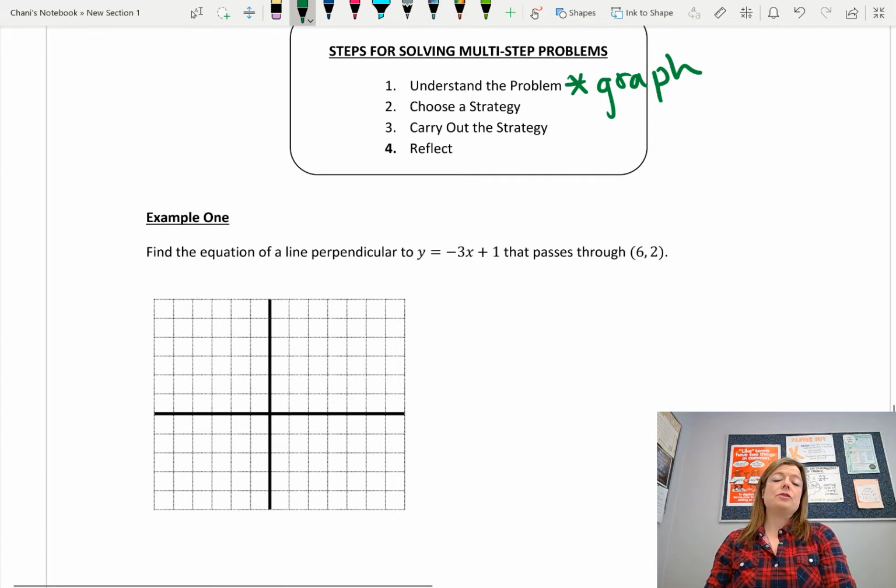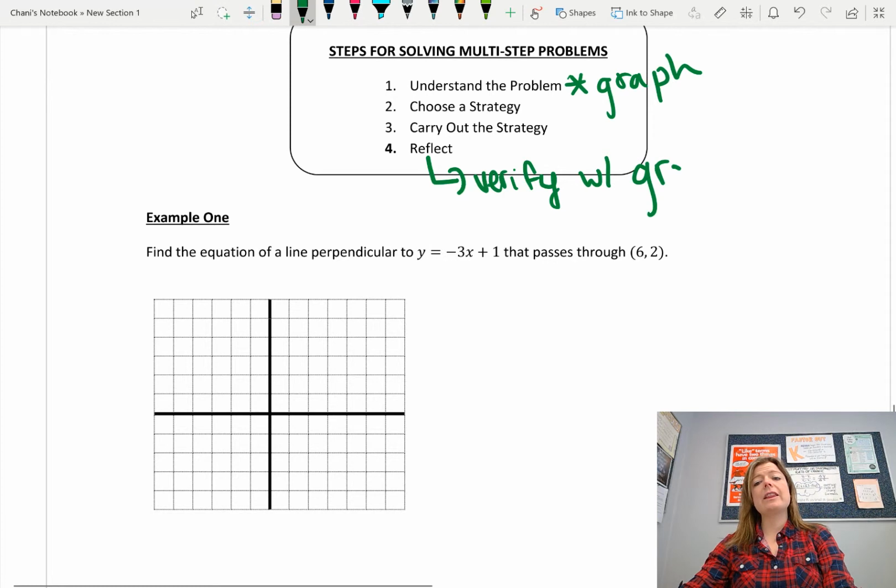Now, sometimes you do need to just start figuring things out, just start finding calculations to see if any of those calculations help you. But ideally, you would be able to figure out a strategy first. And then once you've carried it out, be able to reflect. You can also verify with your graph. And I'm going to be really, really insistent on this, that you should be verifying everything with your graph and that it makes sense.